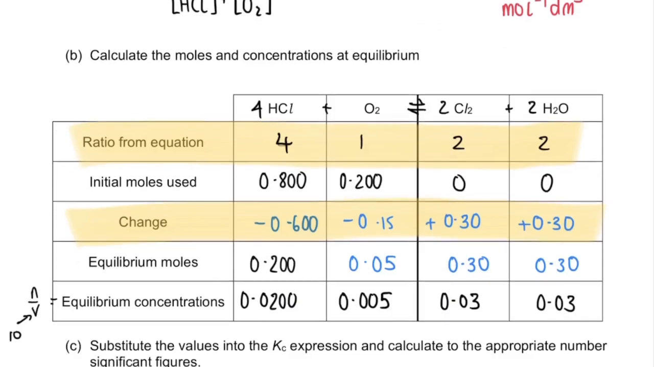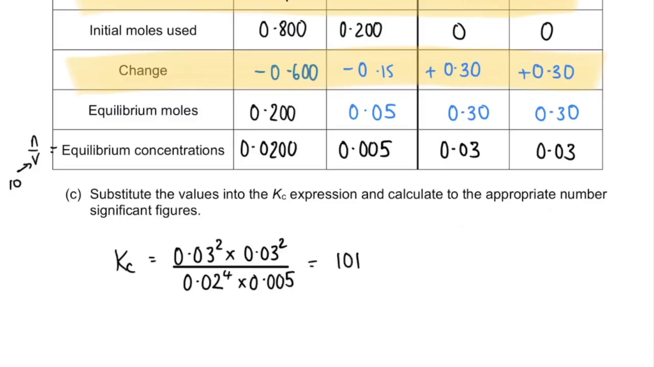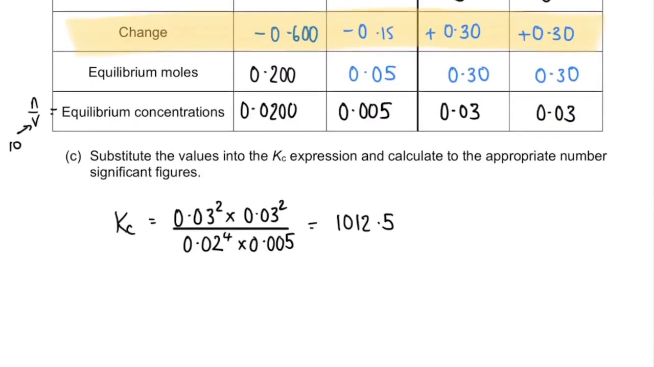Each time, put the numbers in, calculate the value of Kc. So you put your numbers in, 0.03 squared times 0.03 squared over 0.02 to the power of 4 times 0.005, and type that on your calculator. If you do that, your calculator is going to say this, but remember that we're trying to give our answer to the appropriate number of significant figures, which in this case is 3. So 1012 becomes 1010 to 3 SF, and our units were moles to the -1 dm cubed.